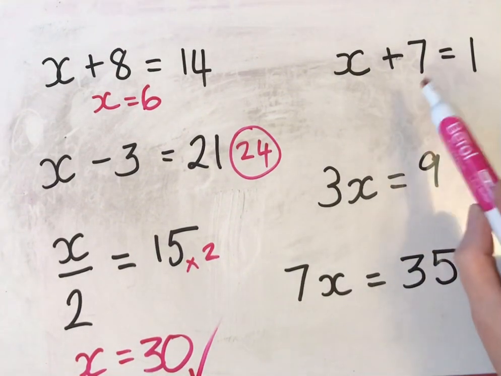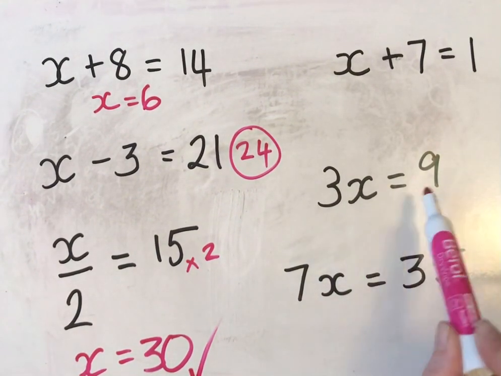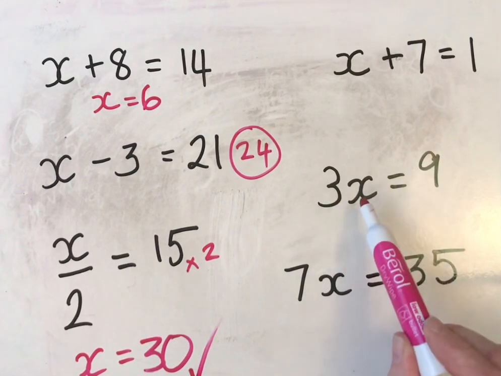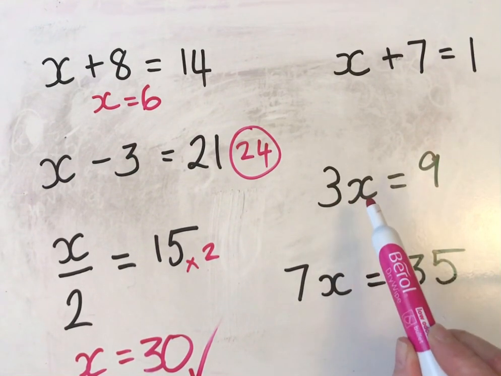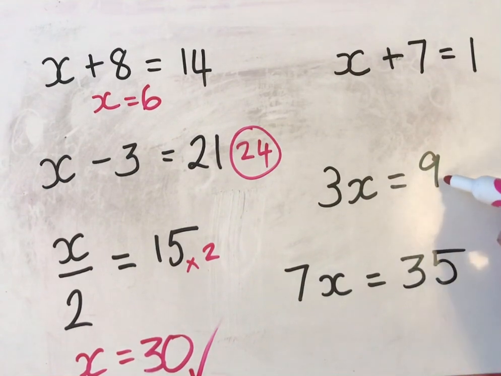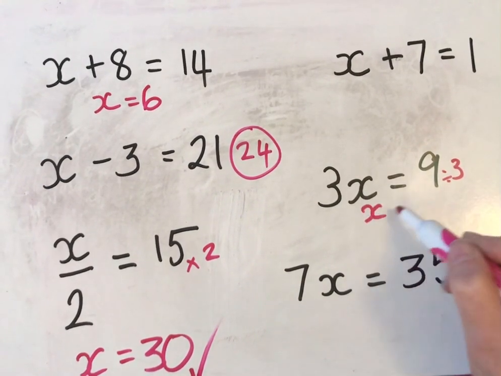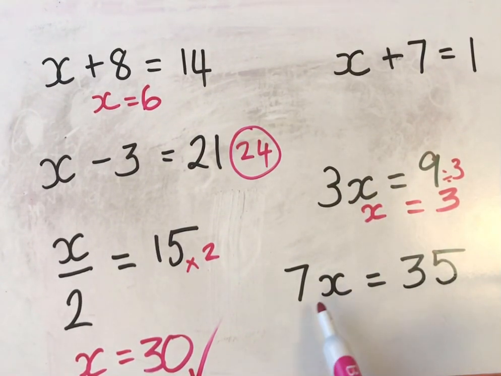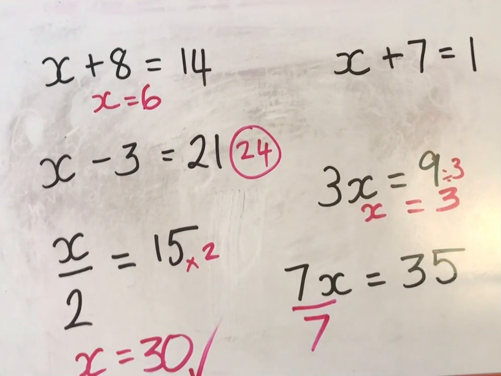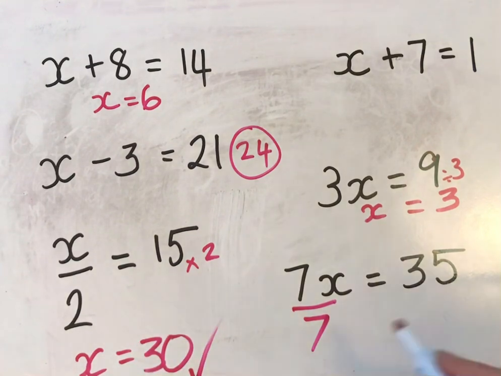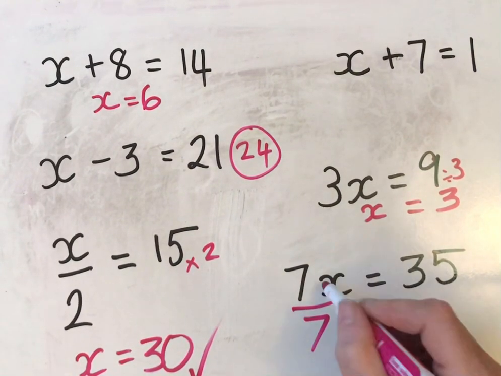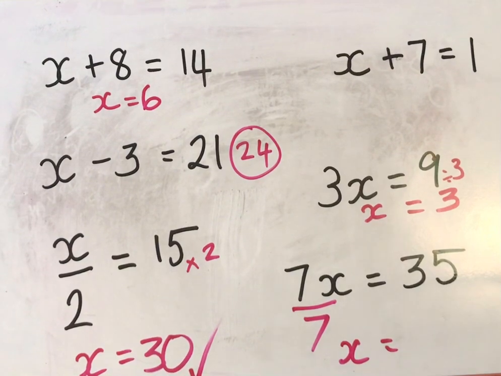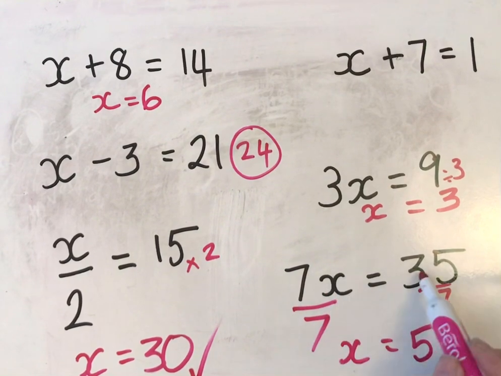I'm going to do this one last because it's the nastiest. 3x equals 9. Well, that means 3 times x, 3 times something. The inverse of times something is divide. And 9 divided by 3, x is equal to 3. 3 times 3 equals 9. Here, the inverse of times by 7 is divide by 7. So, if I divide both sides by 7, 7x divided by 7 is just x, because it's 1x, but we don't write 1x, we just write x. And 35 divided by 7 is 5. 7 times 5 is 35.